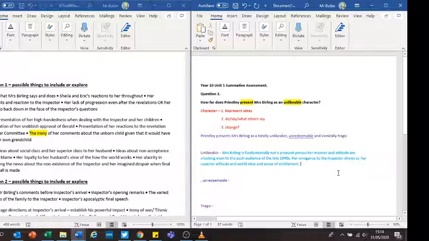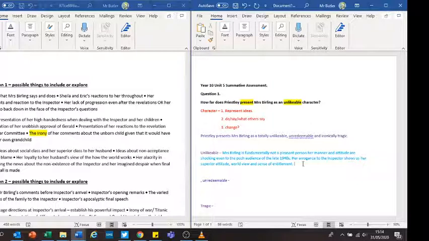Right, "The arrogance Inspector shows us her superior attitude, worldly view and sense of entitlement." So, slight tweak, I'm going to put a comma in there, so I realise it's poor English. "Her arrogance Inspector shows us her superior attitude, worldly and sense of entitlement."